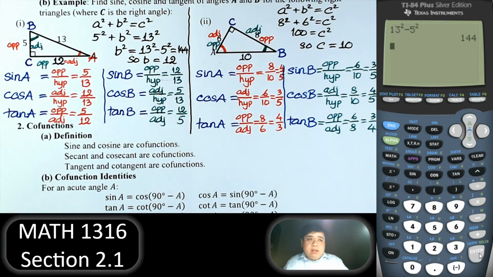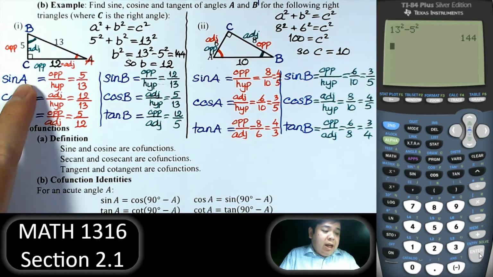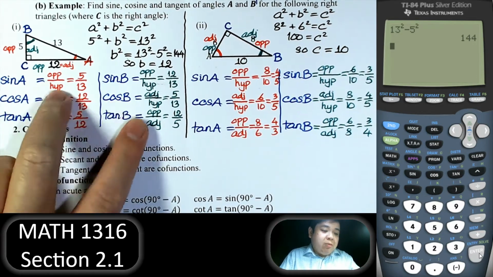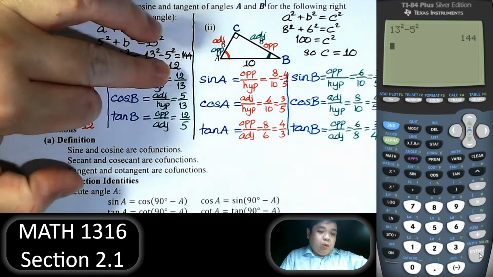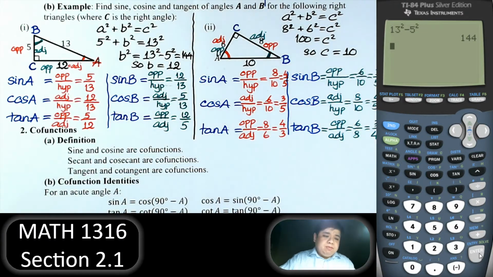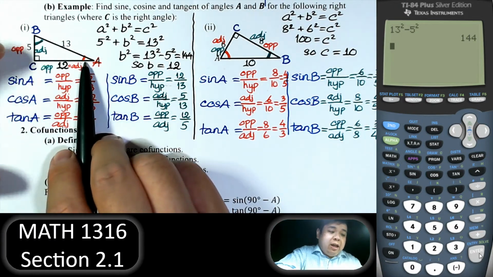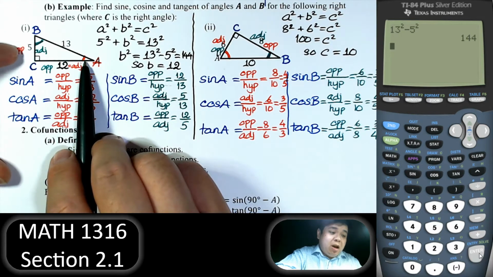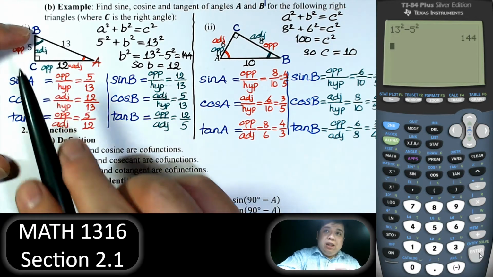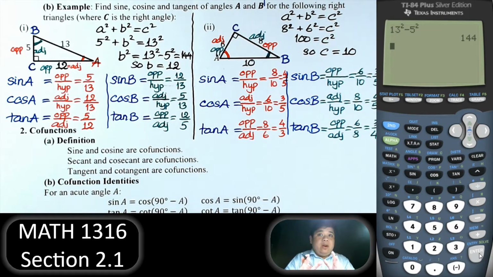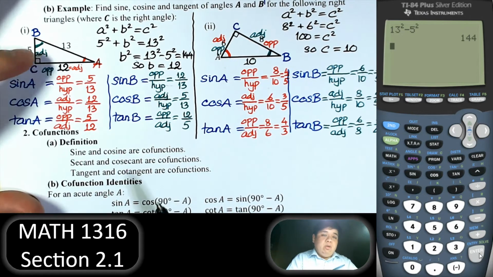One thing I hope you notice is that sine of A is equal to cosine of B, and cosine of A is equal to sine of B. It is the fact that with respect to angle A, there's an opposite side, and that same side is adjacent to angle B. So opposite to this angle is adjacent to the other angle. Therefore the sine of this angle is equal to the cosine of the other angle. By the other angle, I mean the other acute angle. We're not talking about the right angle here.